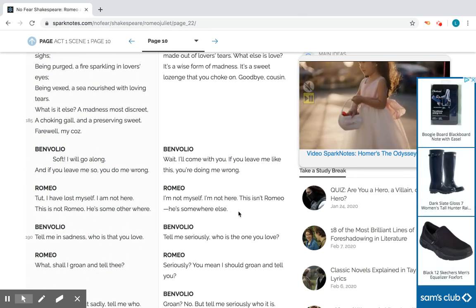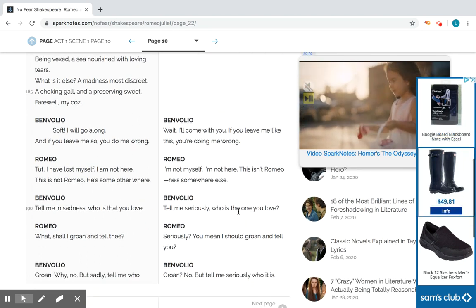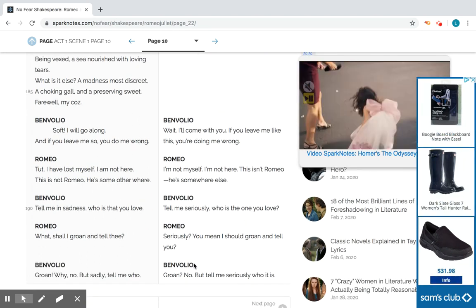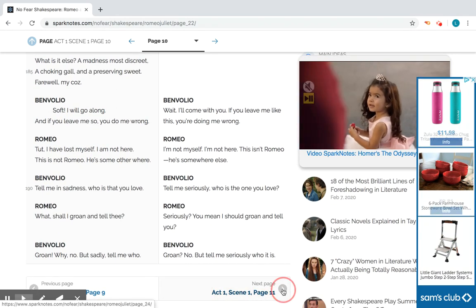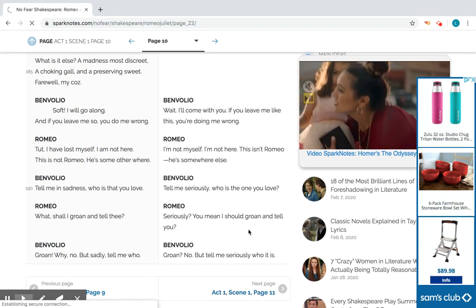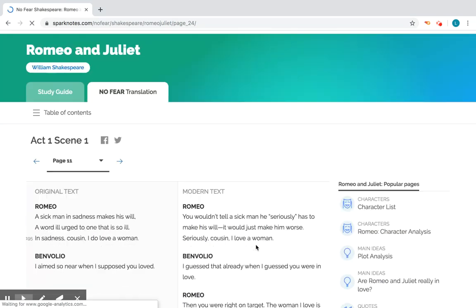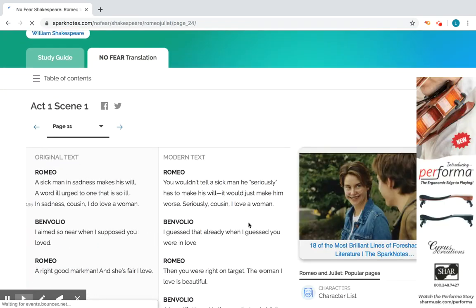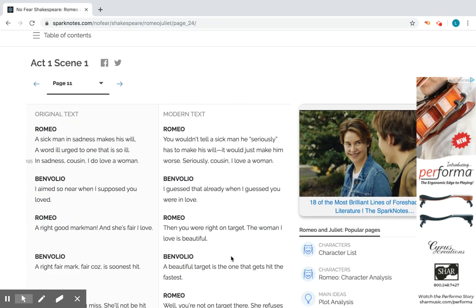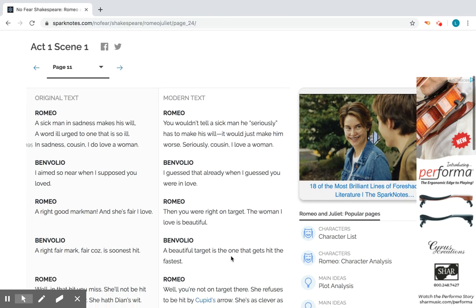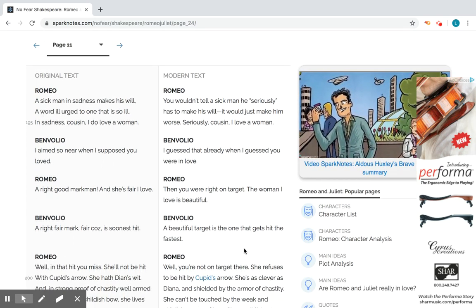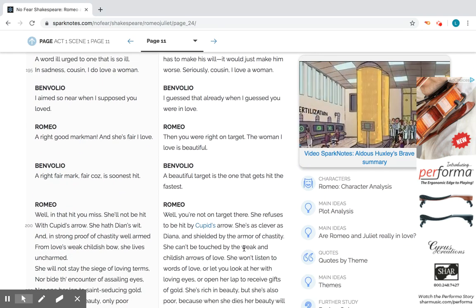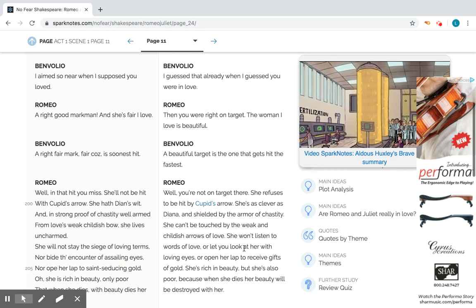Tut! I have lost myself. I am not here. This is not Romeo. He is some otherwhere. Tell me in sadness who is that you love. What, shall I groan and tell thee? Groan? Why, no. But sadly tell me who. Bid a sick man in sadness make his will? Ah, word ill urged to one that is so ill. In sadness, cousin, I do love a woman. I aimed so near when I supposed you loved. A right good marksman. And she's fair I love. A right fair mark, fair coz, is soonest hit. Well, in that hit you miss.